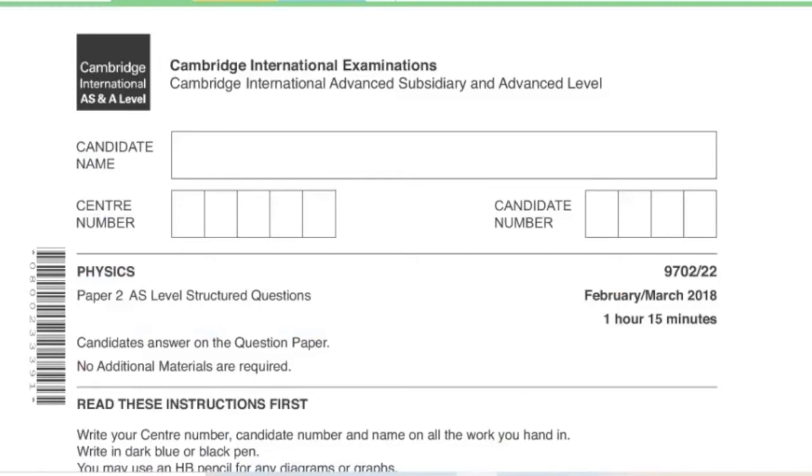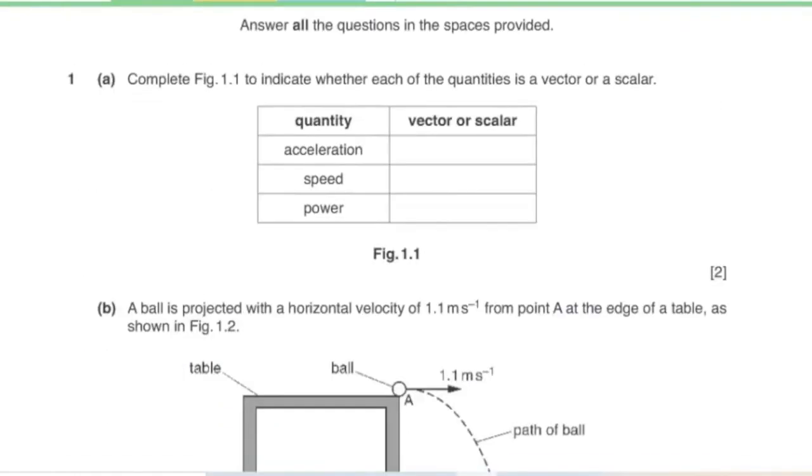Today I'll be solving Physics Paper 2 AS Level Structured Questions 9702 Paper 2, February/March 2018. Question number 1, Part A: complete figure 1.1 to indicate whether each of the quantities is a vector or a scalar. So acceleration is a vector quantity, while speed and power are both scalar quantities.